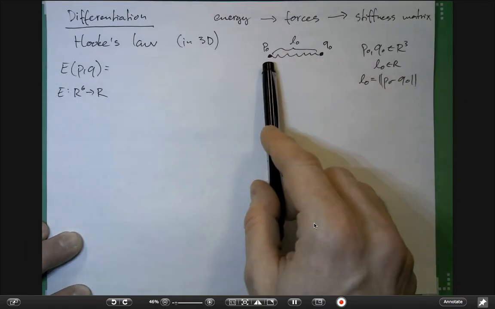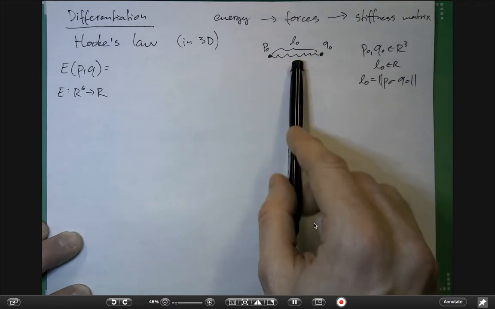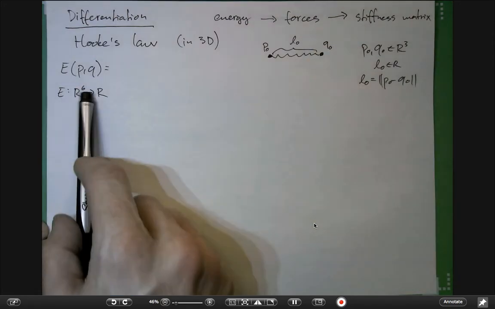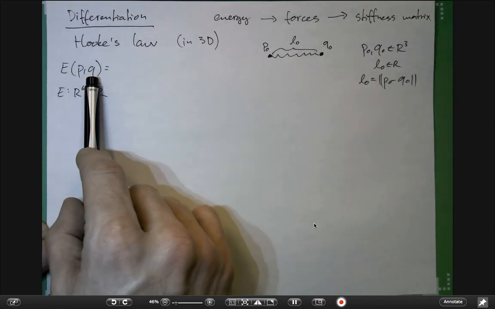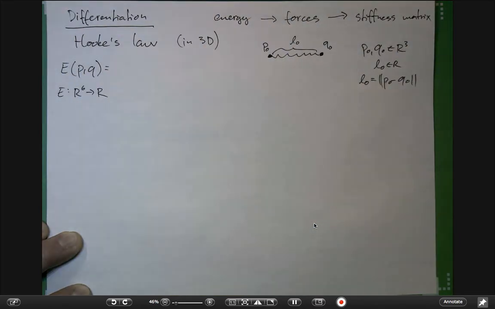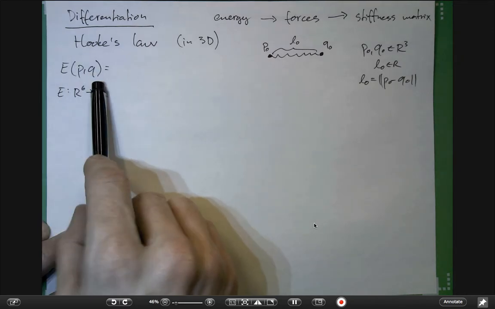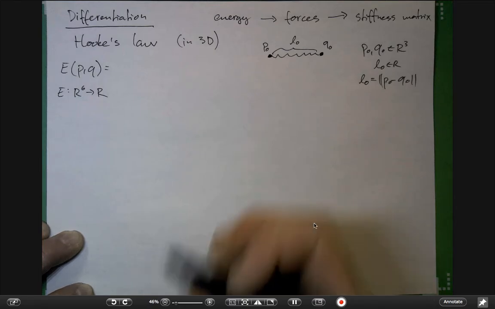In the rest pose, it's P0 and Q0. At the rest pose, the length of the spring is L0. And now I'm at some deformed configuration, at some arbitrary points P and Q. So now you can imagine the spring is moving, maybe some external forces are acting on it, somebody's pulling on it. And I want to compute for a given P and Q what is the current energy of the spring. You have a? Well, stiffness of a spring over term.